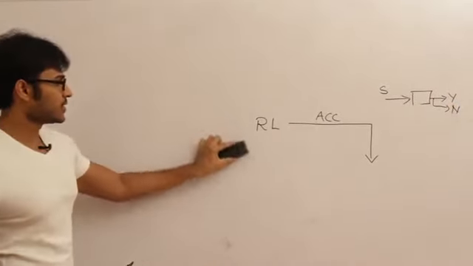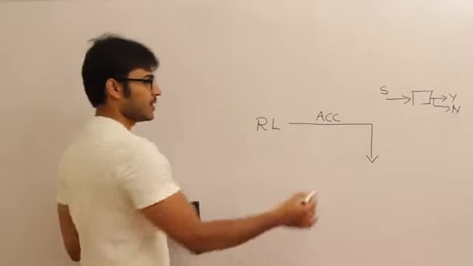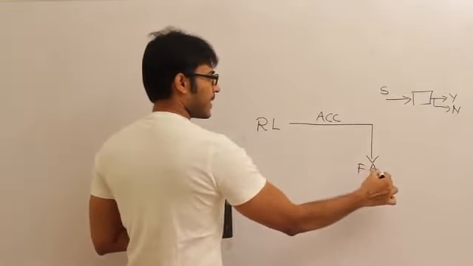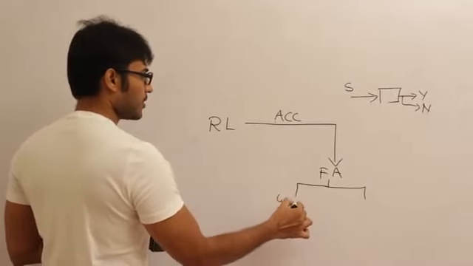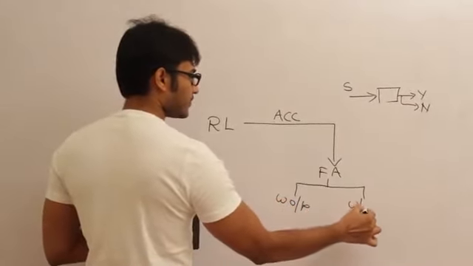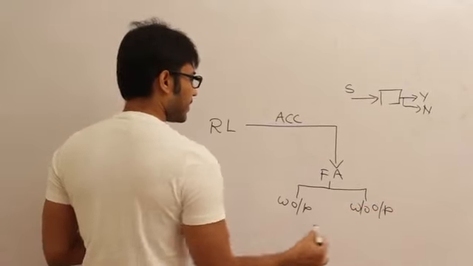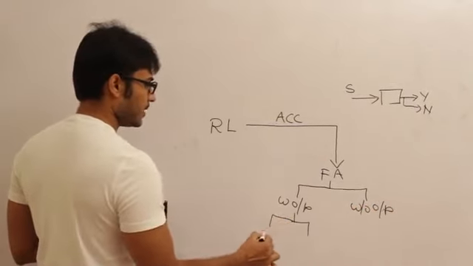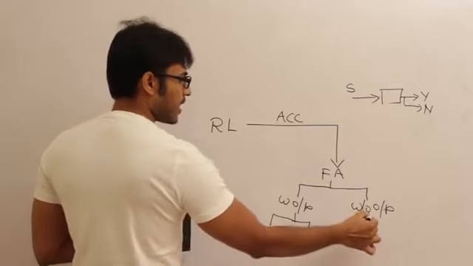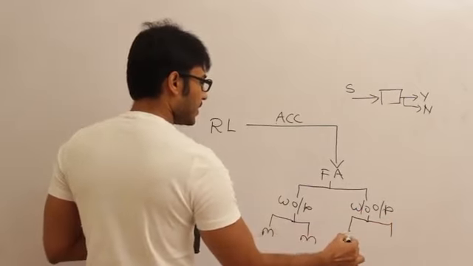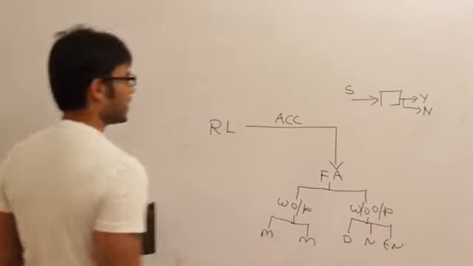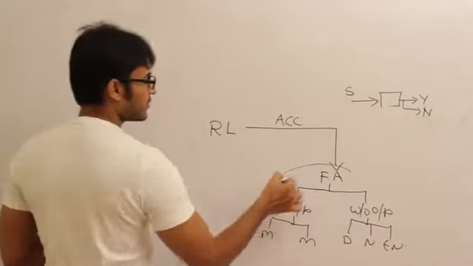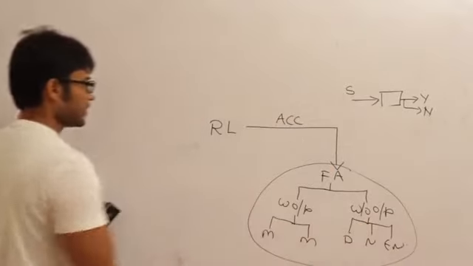So for regular languages, the acceptors are nothing but finite automata. And we have seen two types of finite automata, right? With output and without output. With output we have seen Mealy machines and Moore machines, and without output we have seen DFA, NFA and epsilon NFA. That is all done, and all these we have proved are equal and the same.